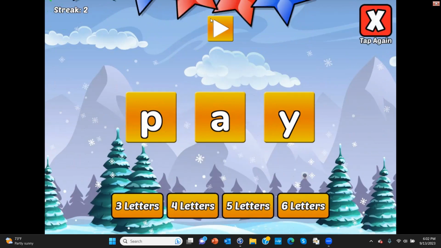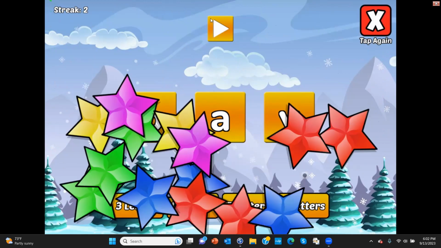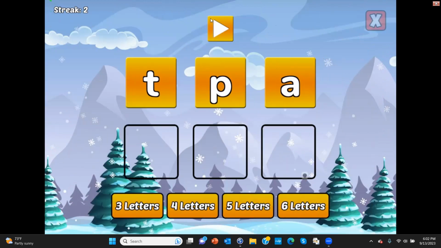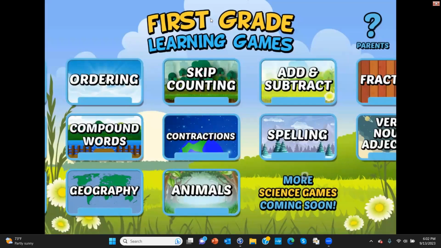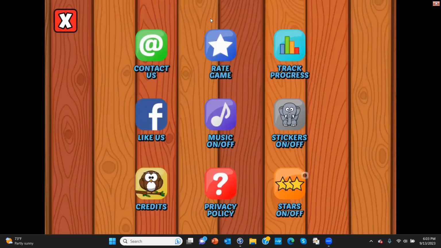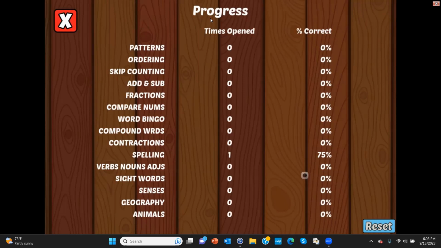Okay, all right. So let's stop it now. Click on the X until you come back out. Then go to parents. Go to track progress. Right? And see, I only got 75%, because it doesn't give me credit for the ones I spelled wrong.